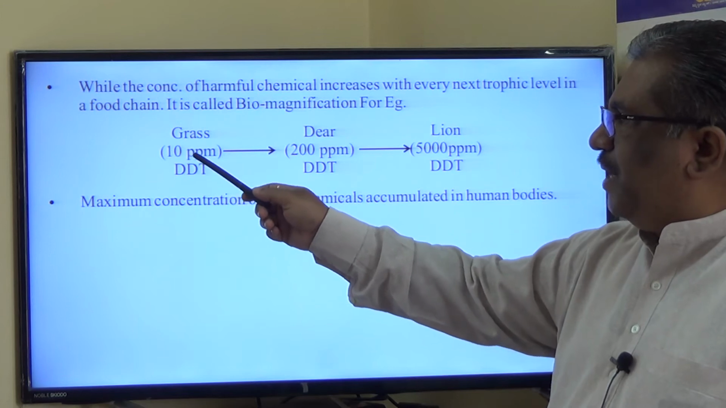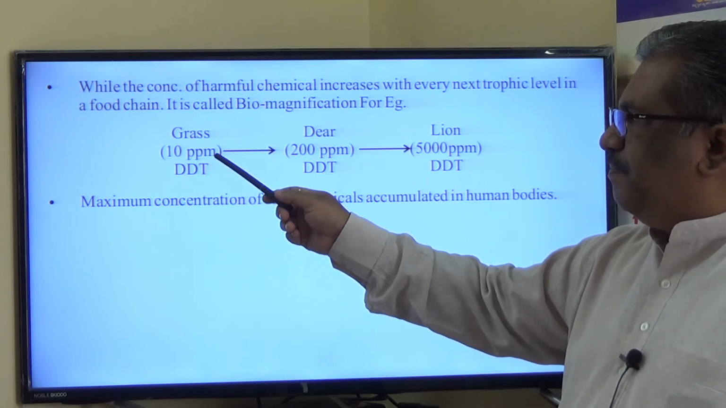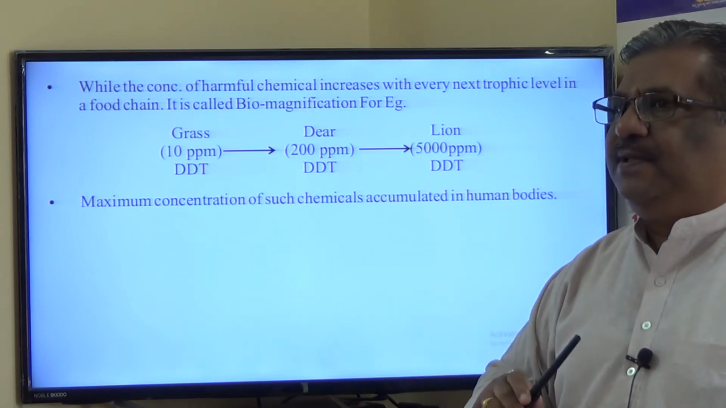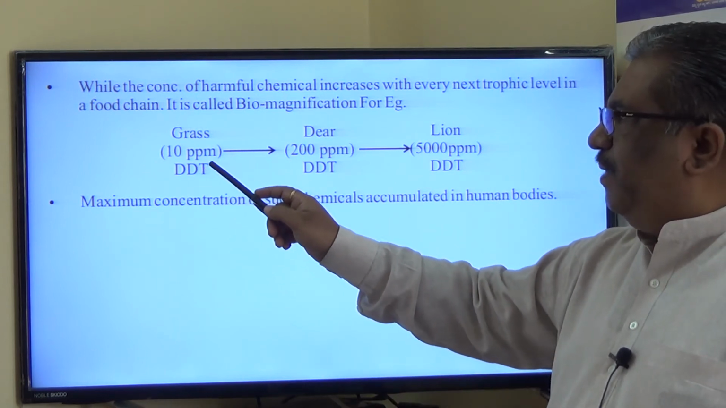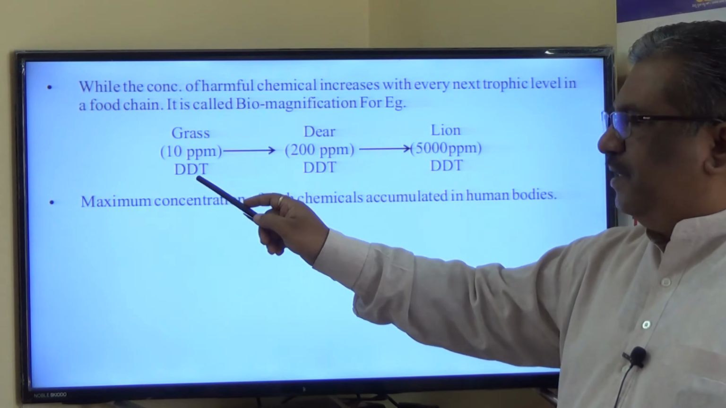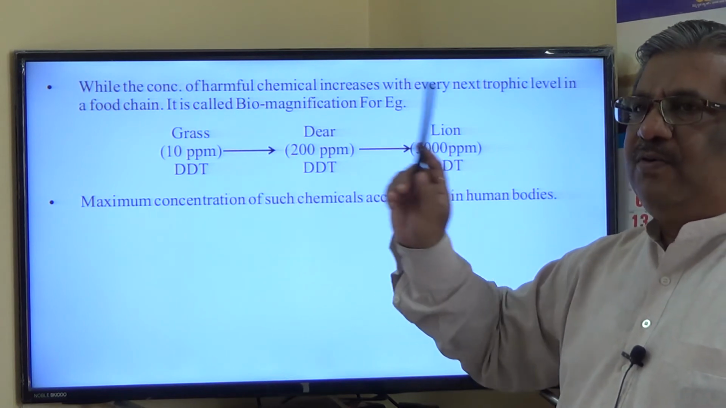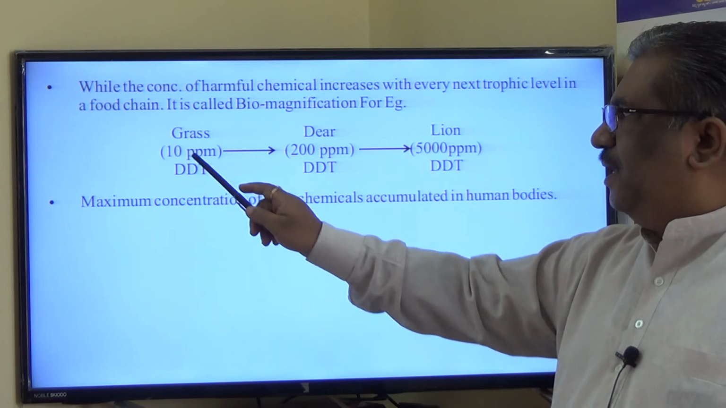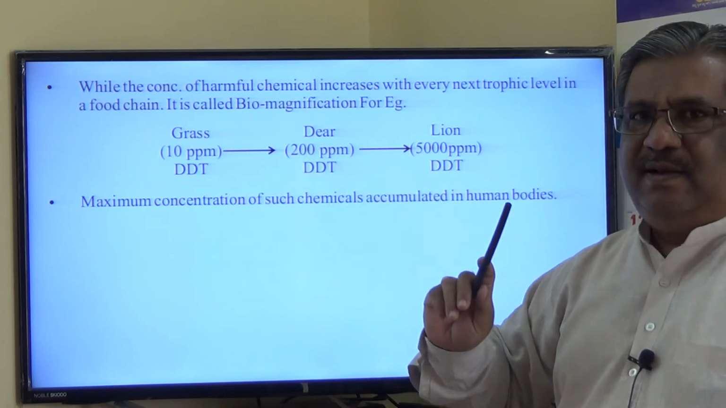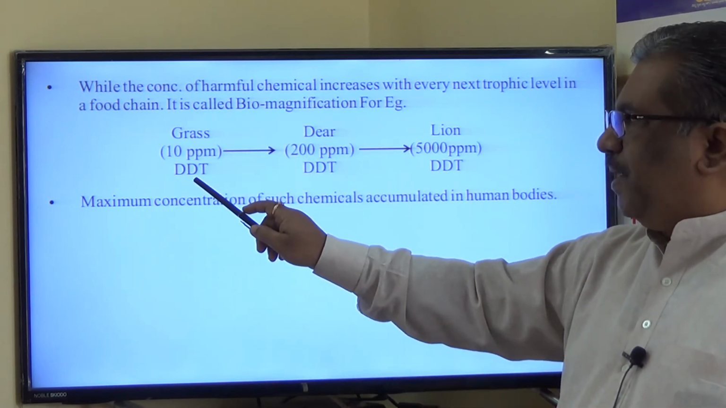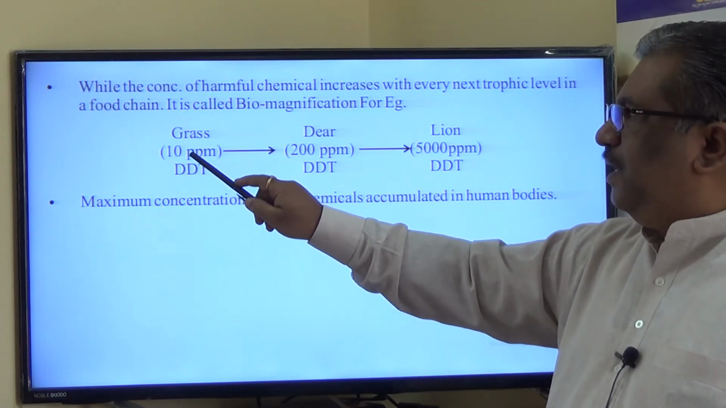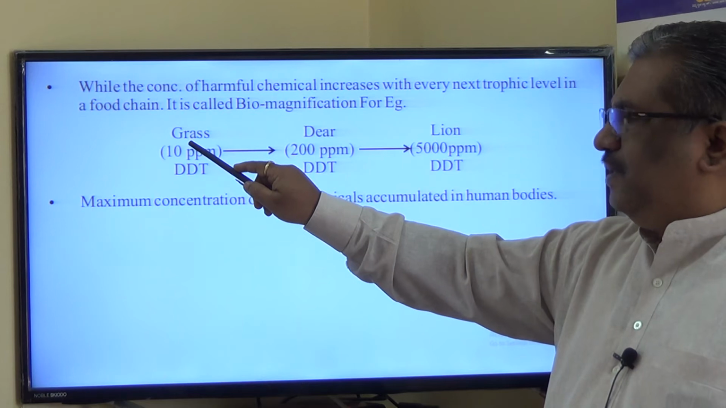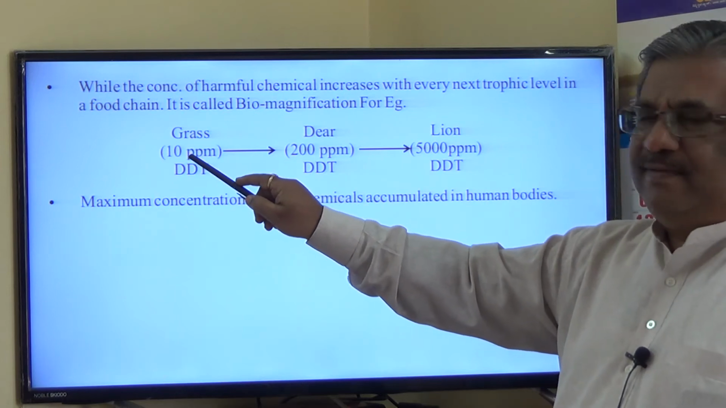DDT is 10 parts per million. ppm means parts per million. It is one of the ways of measuring concentrations. 10 parts per million means if you consider the DDT chemical, out of 1 million parts, 10 parts are available in grass. Meaning out of 10 lakh parts, 1 million means 10 lakhs. Out of 10 lakh parts, 10 parts are there in grass. So very less here itself.